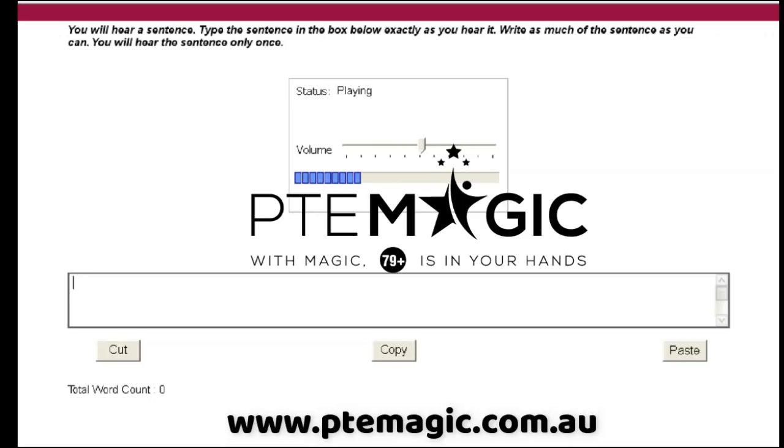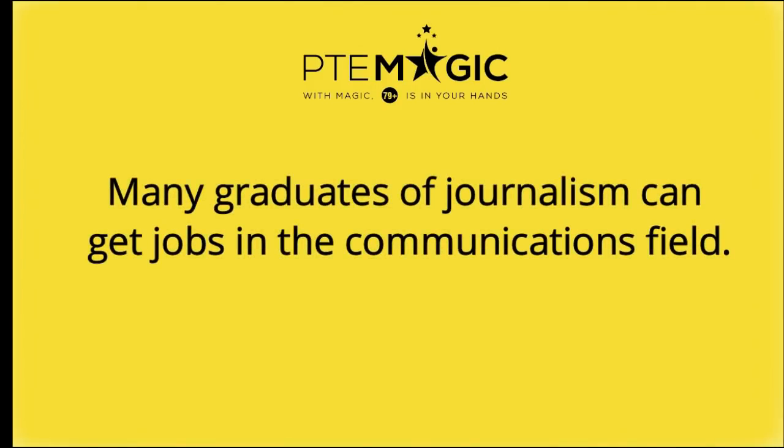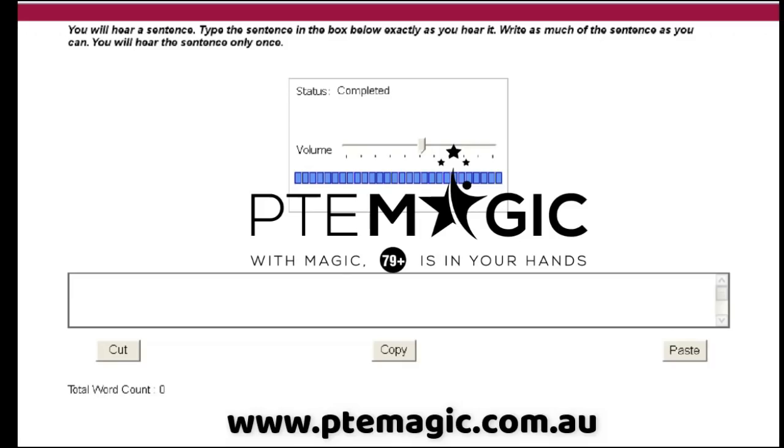Many graduates of journalism can get jobs in the communications field.